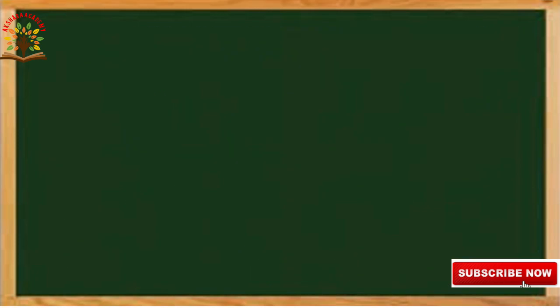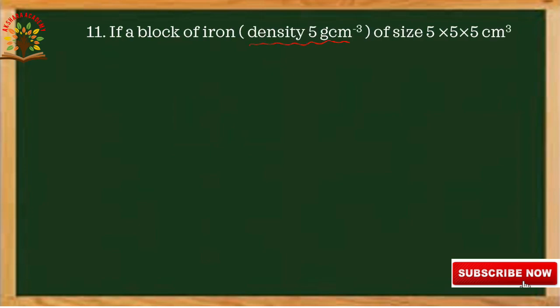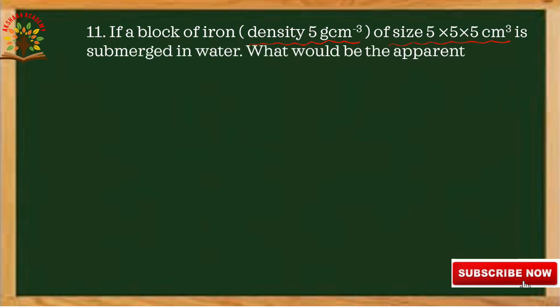Next question, 11th one. If a block of iron of density 5 gram per centimeter cube and size 5 into 5 into 5 centimeter cube is submerged in water, what would be the apparent weight?